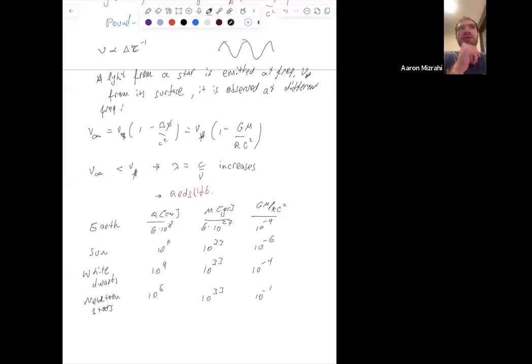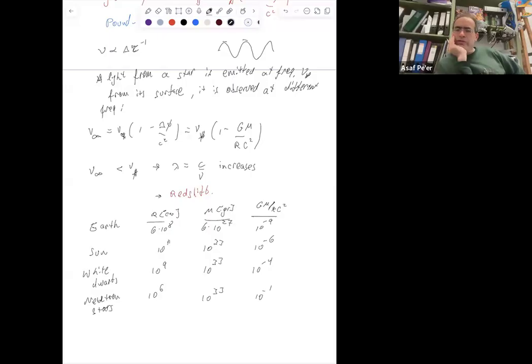But why is that so if the photons aren't accelerating? The photons are not decelerating. Yeah, they're not.